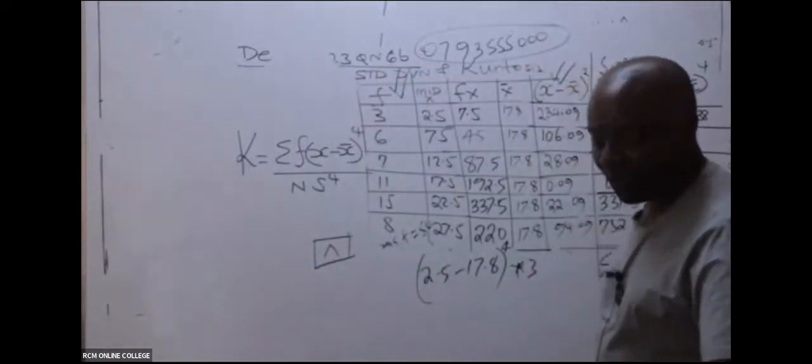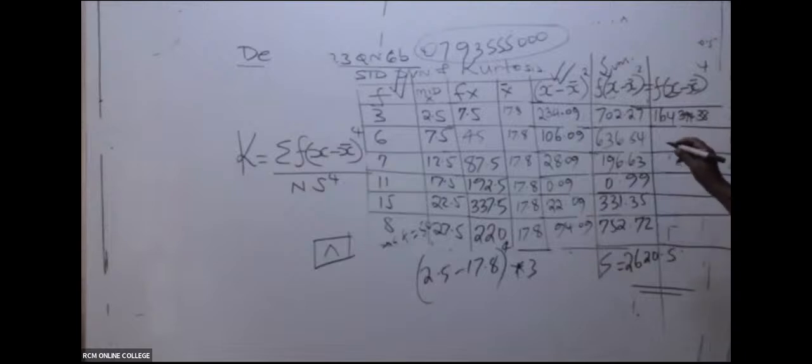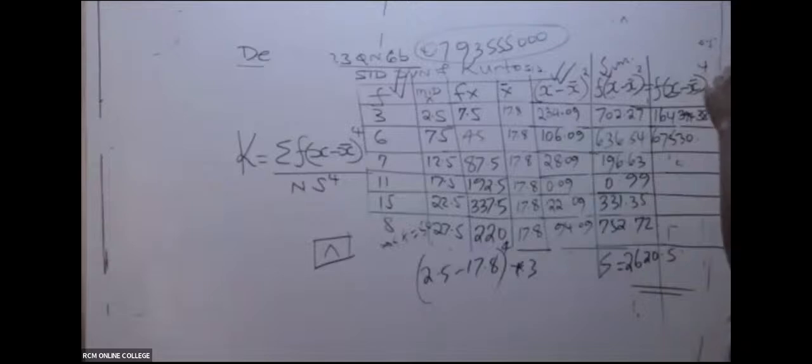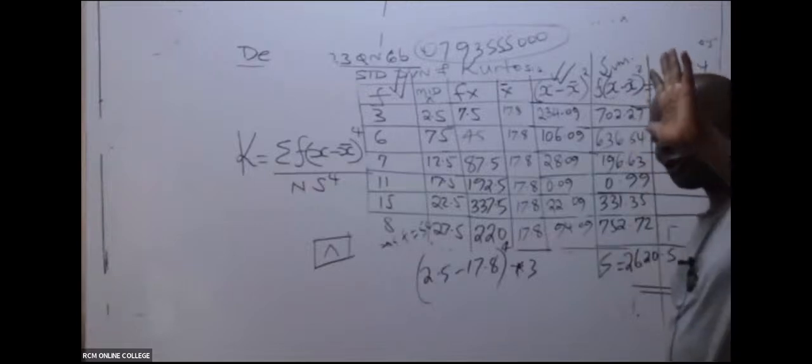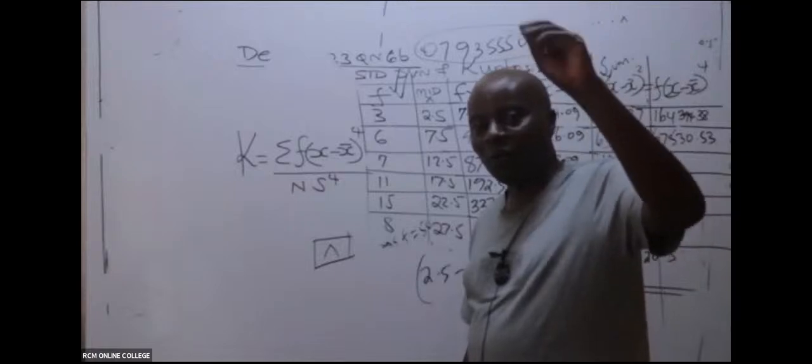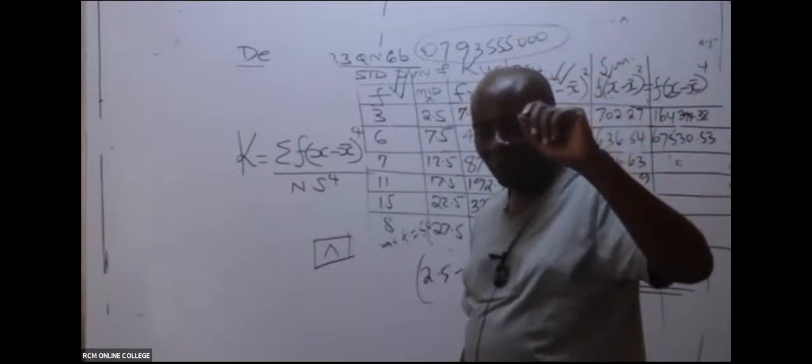So Sharon, she's giving me the second one. The second one is 67,530.53. Can someone else confirm the second value? Sharon, I believe you've not used the long method of x minus x bar raised to power 4 times. No. Don't use that long method.